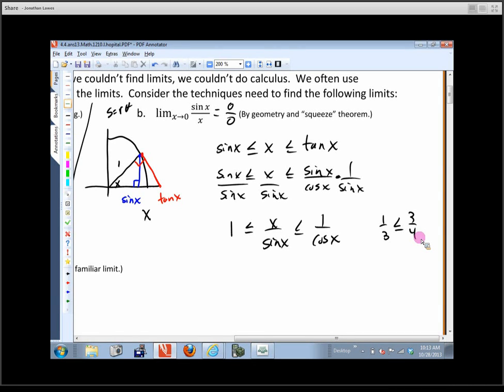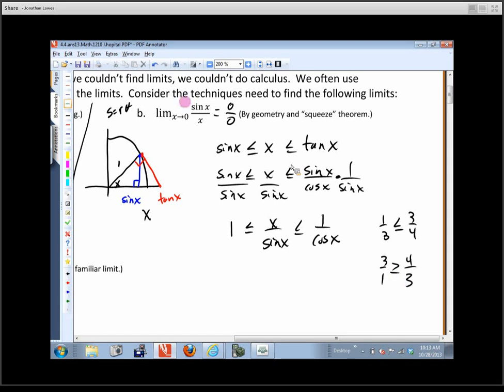Okay. What happens if I take this and I flip it over? What if I flip this one over and I flip that one over? What do I need to do with the inequality? Okay. Change the direction. Because this is now 3 and this is 4/3. Okay, they're both greater than 1, but this is a lot bigger than 1, so I have to switch the direction of the inequality.